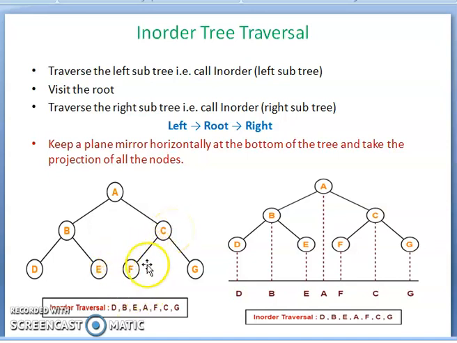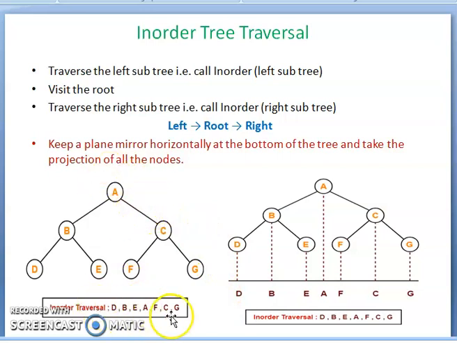Once the left subtree is over, then only you visit the root of that subtree. Right? C. You visited C. After F, the C. And then once C is over, then come to the right and implement the in-order for this. There is no left subtree. Then visit G. Once G is visited, there is no right subtree. And for A, left is over, right is over, and A is over.